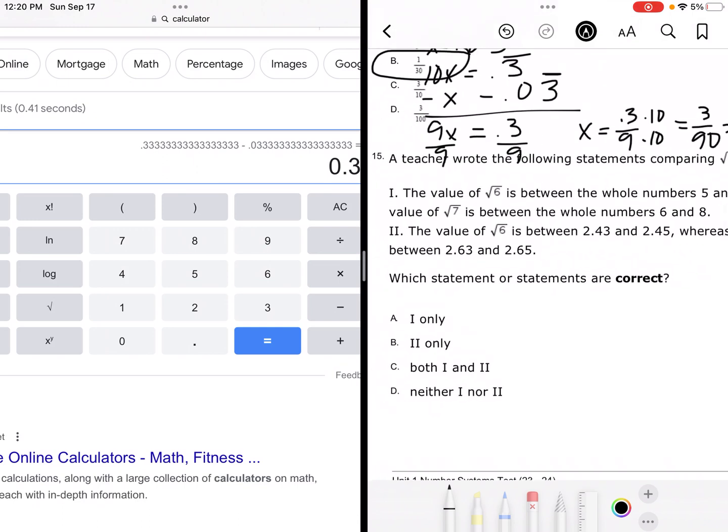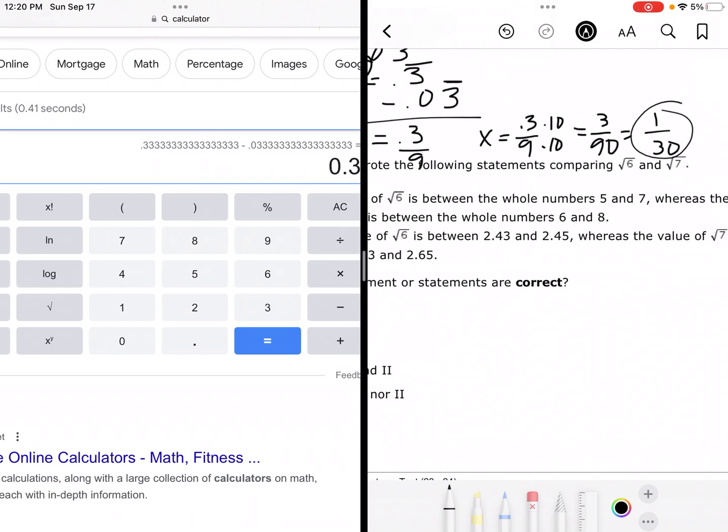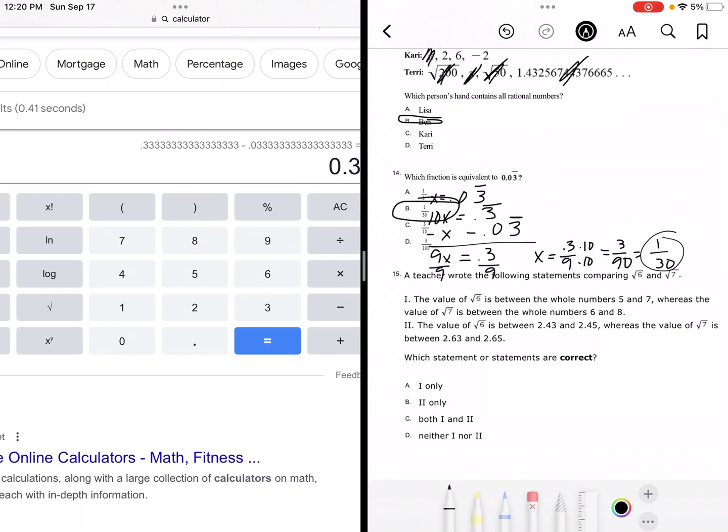All right, the value of the square root of 6 is between the whole numbers 5 and 7. Well, we know that the value of the square root of 6 is going to be less than 3 because the square root of 6 is going to fall between 2 and 3 because it's going to be between 4 and 9. So the value of the square root of 6 is between 2.43 and 2.45. So I agree. It should be 2 only.